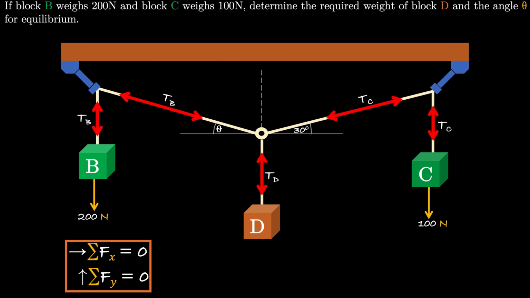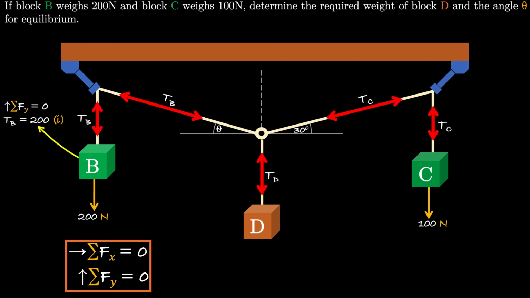Now we're going to go to block B. We're going to resolve upwards. As you can see, we don't have any force acting along the x-axis on block B, so we're only going to resolve upwards. TB is the only force that we have, so TB is equal to 200 newtons. That is going to be our first equation.